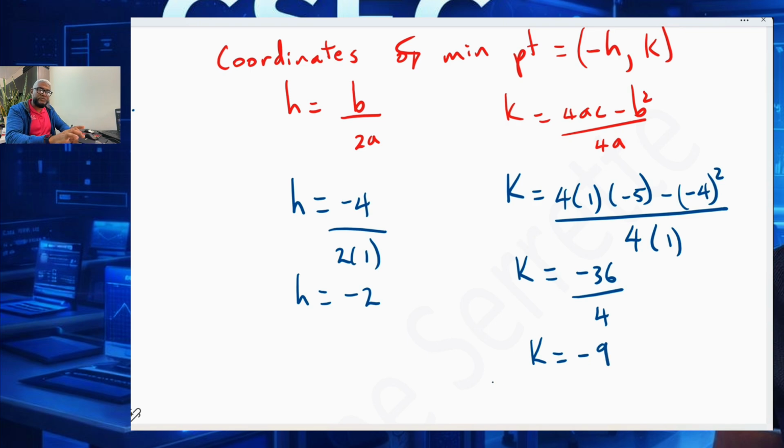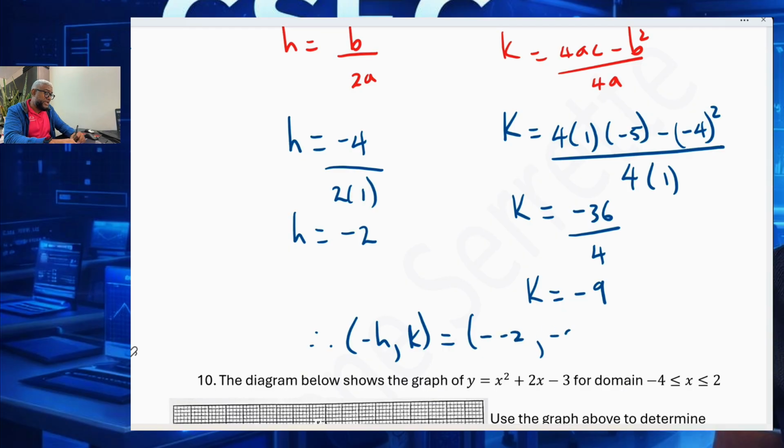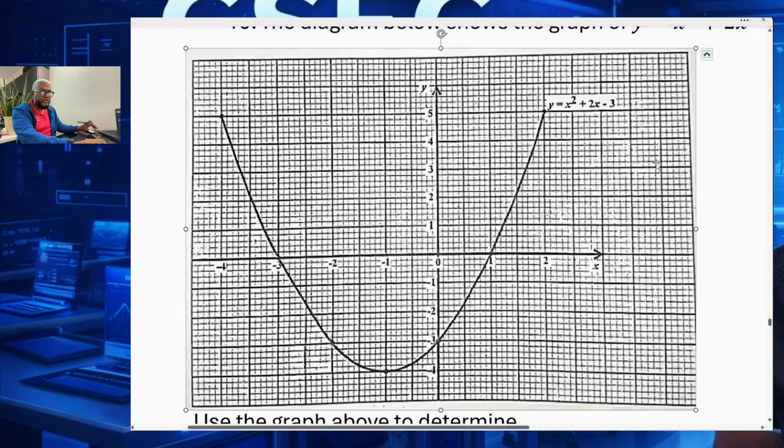So we have h, we have k. So therefore, negative h comma k, which are the coordinates of my minimum point, would be negative of negative 2, comma negative 9, which would be 2 comma negative 9, because a negative and a negative would be a positive, right? Proper thing. So we're on to number 10, I believe it was, right?